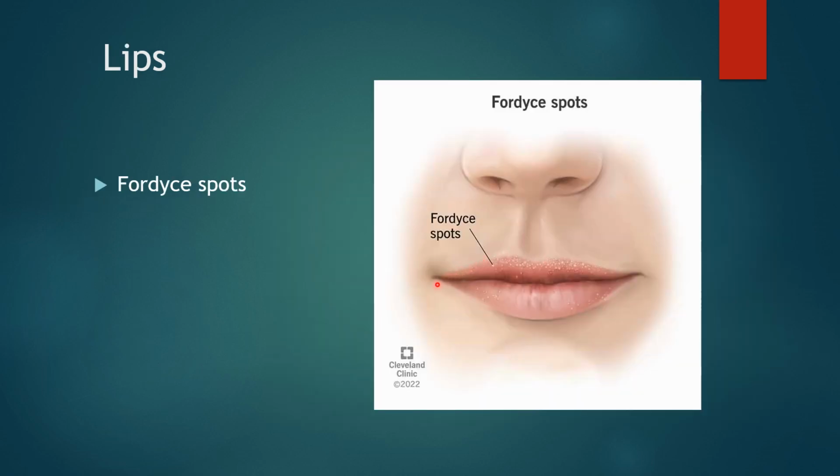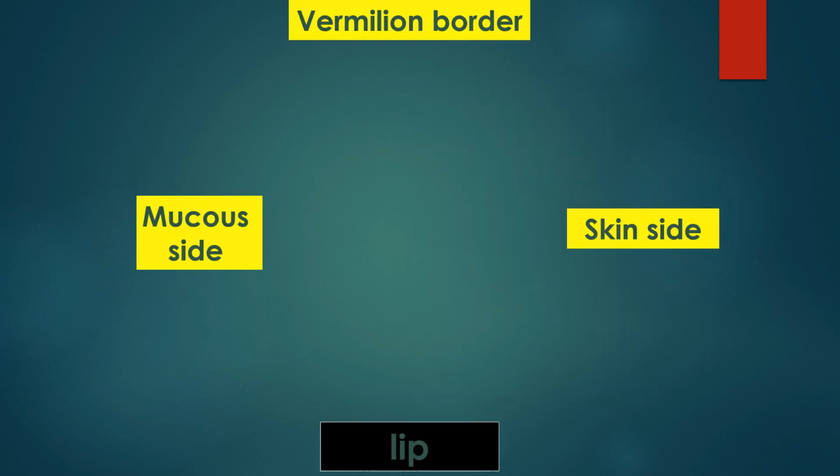Another thing you can appreciate with the naked eye is the Fordyce spots. These Fordyce spots are the sebaceous glands which are not associated with the hair follicle, present in the submucosa, and they are sometimes seen with the naked eye. These are called the Fordyce spots.